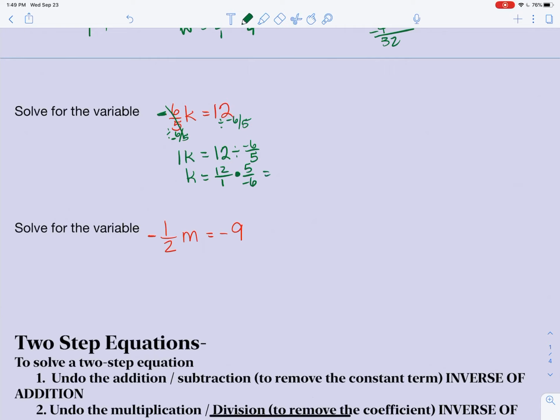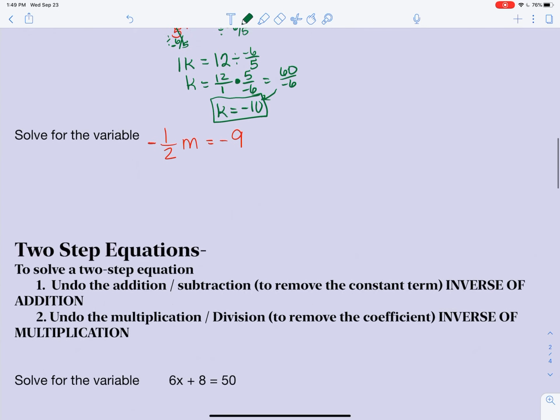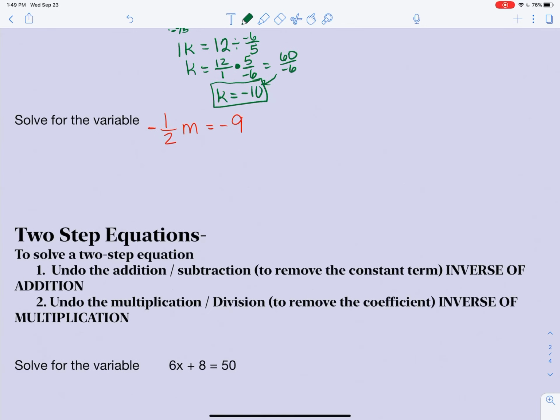And I'm going to solve. 12 times 5 is 60. 1 times -6 is -6. So 60 divided by -6, using our rule, I have a positive, a negative. I should end up with a negative. k then equals -10, because this goes to there. We're applying all the rules that we already know, that we've been working on. Told you, you got to have mastery of a few.